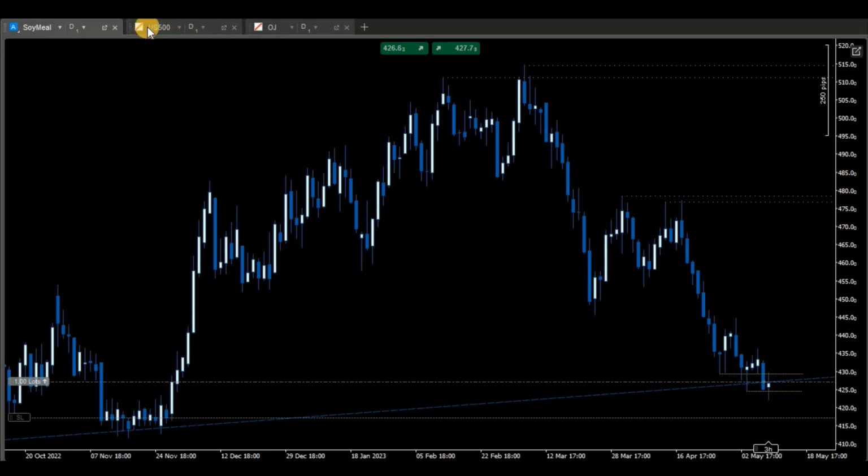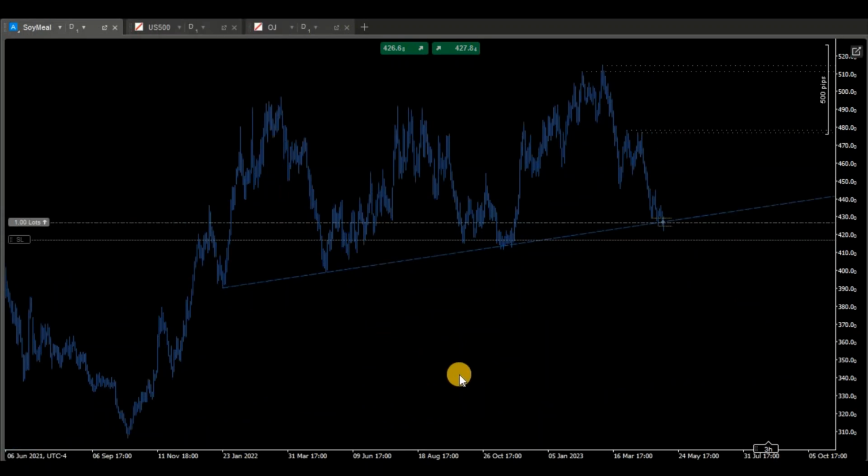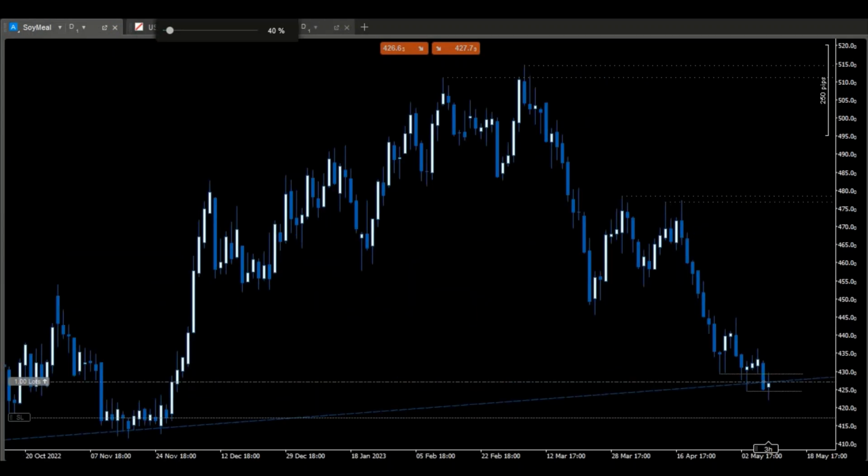So that's what I have here for soybean meal. I really like the setup. Low risk for a potential reward that's very well worth it. So we'll see what type of movement we get going into the rest of this week.